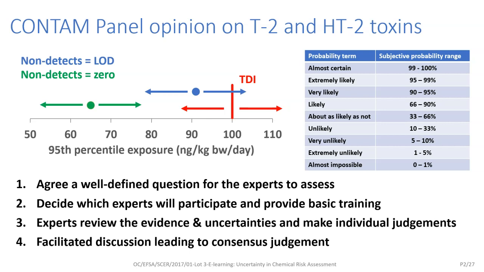This can be done by semi-formal expert elicitation in 4 simple steps. Agree a well-defined question, decide which experts will participate, have the experts work separately to make individual judgments, and then hold a facilitated discussion leading to a consensus judgment. I'll explain each step in turn.